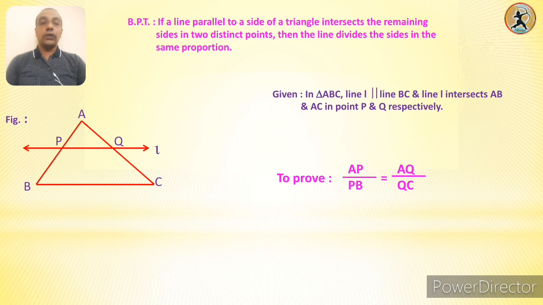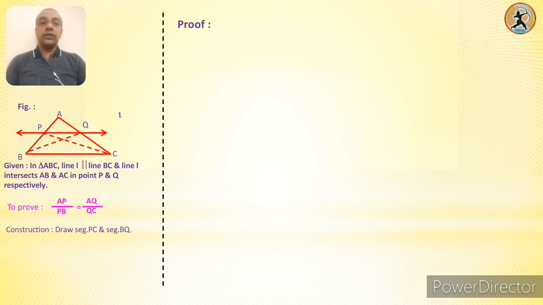For the proof, we have to make some constructions here. So let us draw the segments PC and BQ, and that will be our construction. Draw segment PC and segment BQ. Let us turn to the proof now. Students, first of all concentrate on what is to prove. What is to prove here? AP upon PB is equal to AQ upon QC.